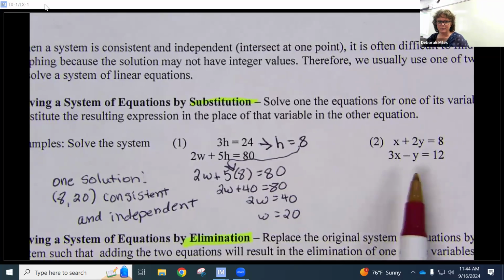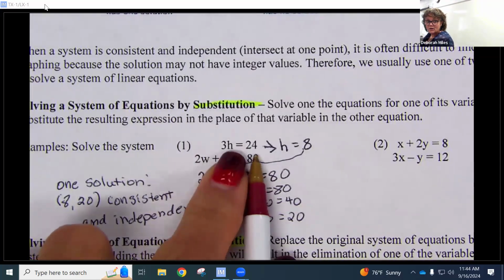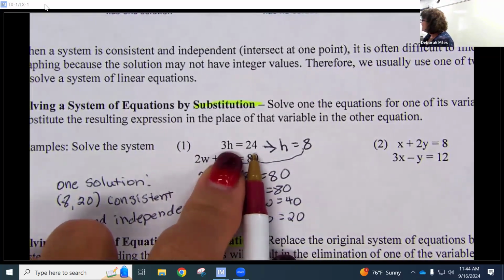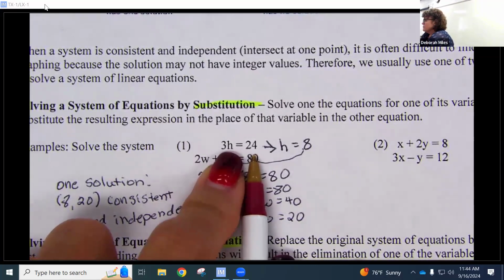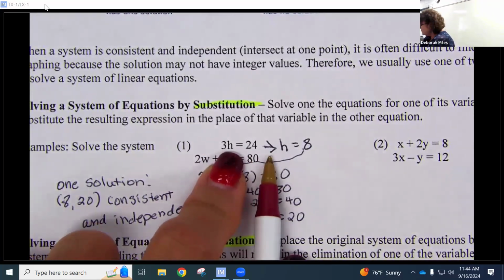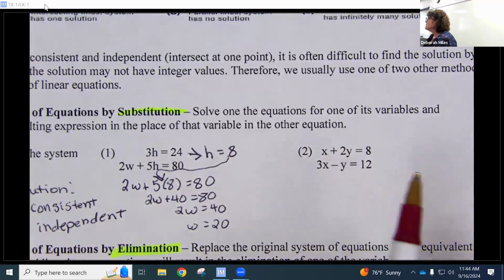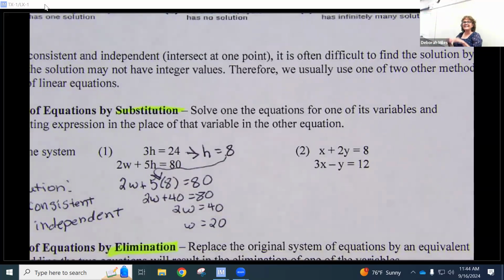On the second example, substitution may not be quite as fast because the difference is in number one of my equations only had one variable. I could just squint and tell you what the value of that variable had to be. That's not the case in my second example. Both of them have two variables. So how could I get something I could substitute into the other equation?